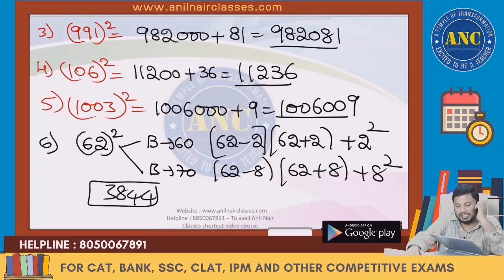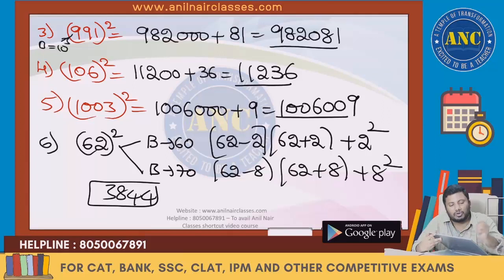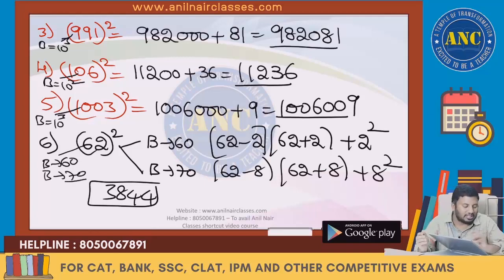I hope the logic is clear. A square minus b square is a minus b into a plus b. 991 is nearer to base 1000, so k is 9. 106 is nearer to 100, base is 6. 1003 is nearer to 1000, base is 3. 62 is nearer to 60, base is 2, or nearer to 70, base is 8. Idea clear? 991 square, 106 square, 1003 square and 62 square.